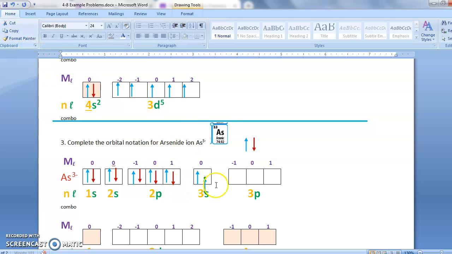Now tell me what rule I am breaking right now by going from the 3s straight to the 3p before finishing the 3s. That would be breaking Aufbau's order of filling. We've got to fill this one before we proceed on to fill the next one. We don't want to break Aufbau, so I better put another electron in here. And now I can proceed on. Here we go. We now have 1 arrow up in each of the P's. We can now double up with the arrows down.